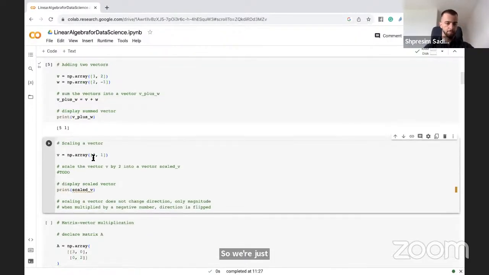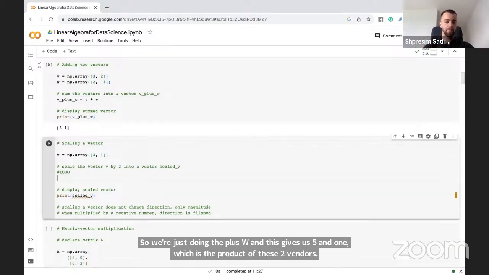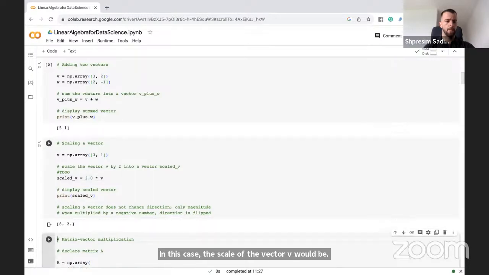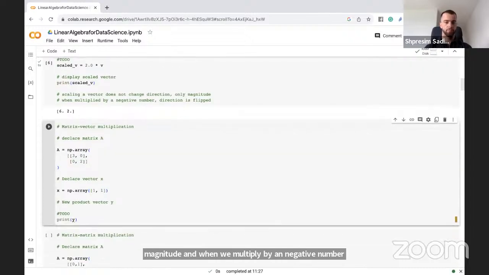What we saw again from the lecture is that we can scale a vector. And in this case, the scaled vector v would be, we can print this vector. So we have to note that scaling a vector does not actually change the direction, but only the magnitude. And when we multiply by a negative number, then the direction is flipped.